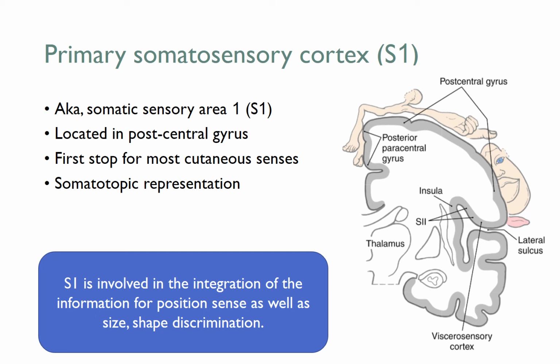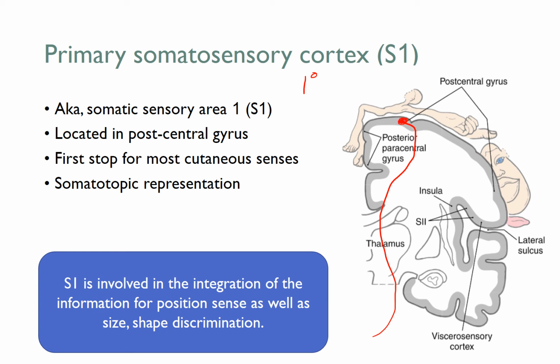This is the primary somatosensory cortex, abbreviated S1, or the primary could be a 1 with a little degree symbol after it. Anatomically, the primary cortex is located in the postcentral gyrus, and it is the first stop for most cutaneous senses, meaning that when it comes to input coming up from either the lower brain stem or the spinal cord, this is the first stop for processing of those senses.